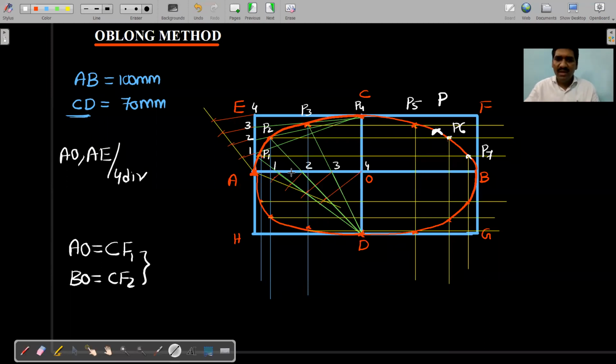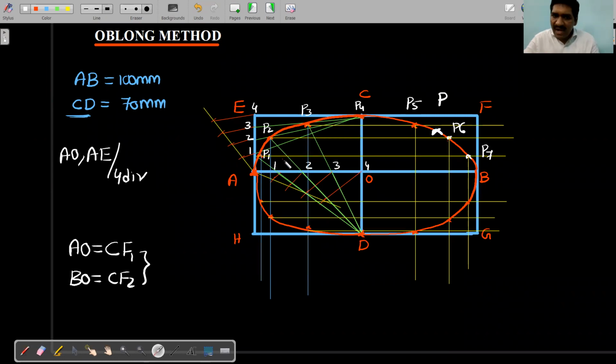Very simple. Take AO as radius, C as center, and cut the major axis. Again I'm saying, AO as radius, C as center, cut the major axis. So if you cut, what happens? Definitely we can get some focus points. The first one is the focus point F1 and the second one is the focus point F2.